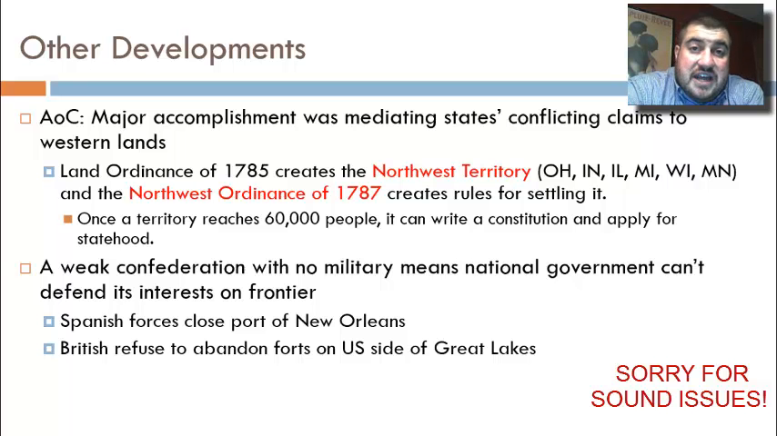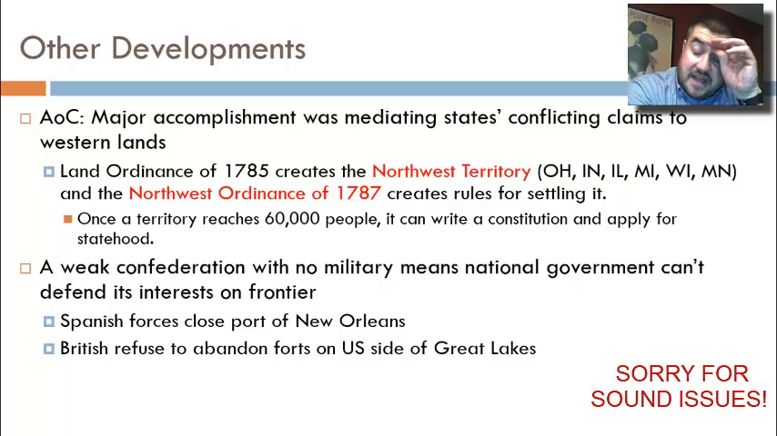Basically, once a territory reaches 60,000 people, it can write a constitution and apply for statehood. Congress would have to approve it, however. But in other developments, this weak confederation that we have means that we don't have a standing army, so our national government can't defend its interests on the frontier.